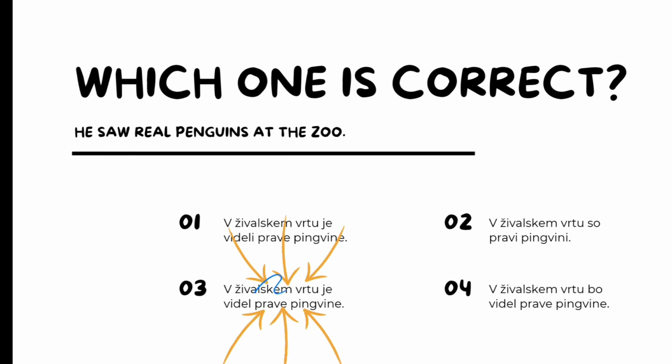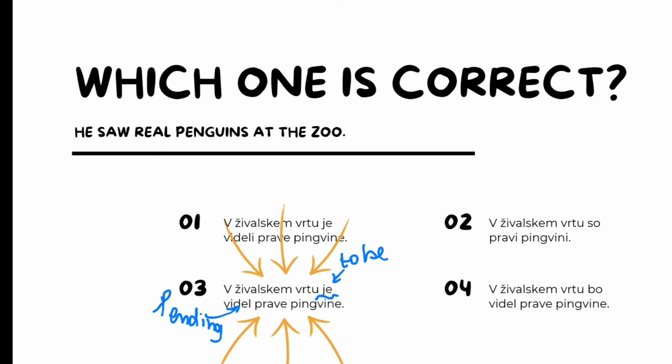But here is what the third one basically means. V živalskem vrtu, in the zoo, je videl, he saw, prave pingvine, real penguins. And the reason why we know this one is correct is because we use je, which is to be, on je videl, which is the L ending. And this is the correct L ending. Now, if you chose 1 or 3, you were pretty close, so don't feel bad if you chose 1.